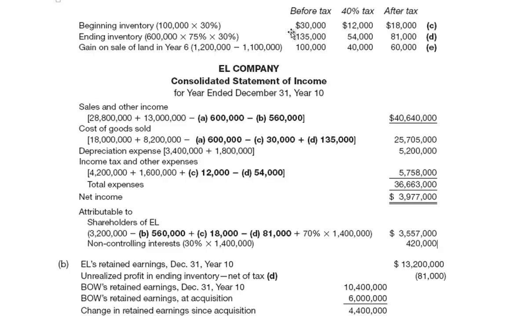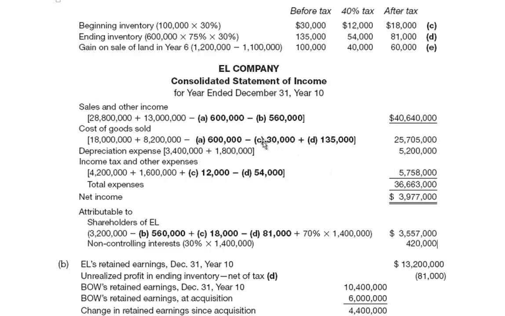So the idea is we're going to reduce the cost of goods sold to bring it in. When we bring in this profit into year 10, we also have to book income tax expense from a consolidated perspective. So you can see here we're increasing the income tax expense that the consolidated entity would book as well. The other thing we said we would need to do is adjust after-tax income by $18,000.